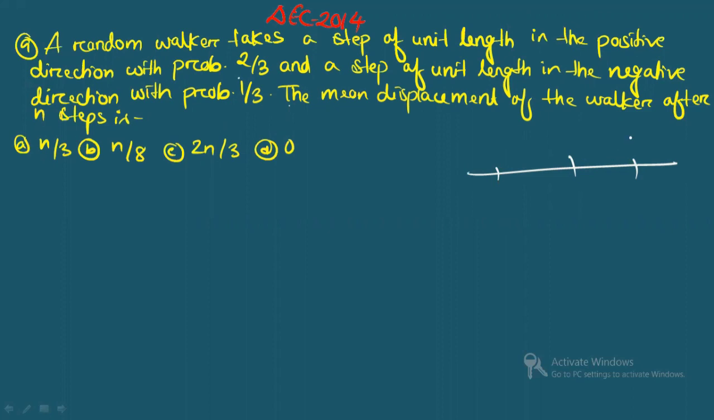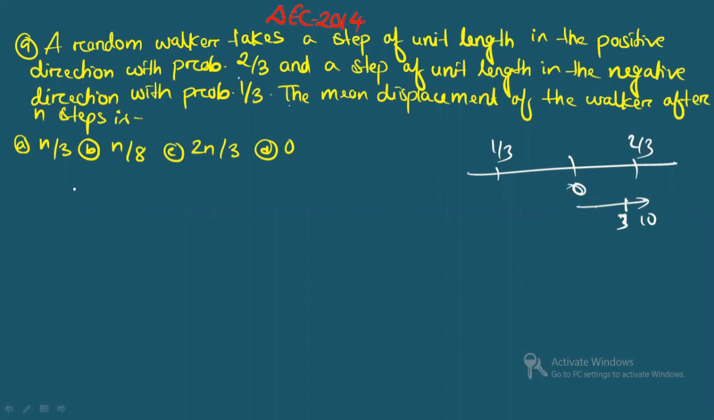The probability for right is 2/3, for left it is 1/3. You are asked to calculate the mean displacement after n steps. Suppose he is at the initial point and he takes 10 steps to the right. Now, if he takes 3 steps to the left, what will you do? You will just subtract and you will get his displacement from the initial point. This is how you get the mean displacement.